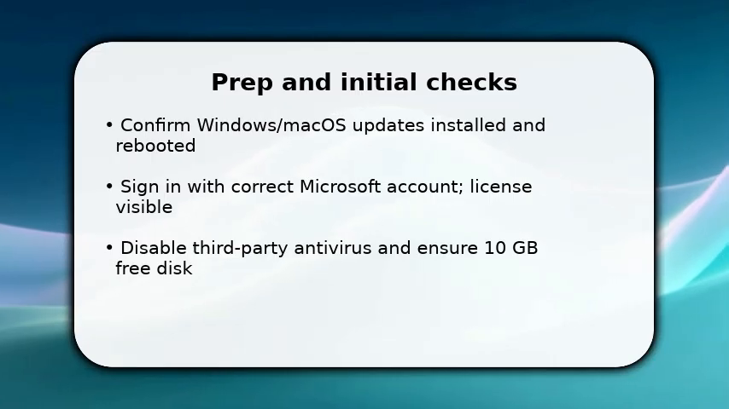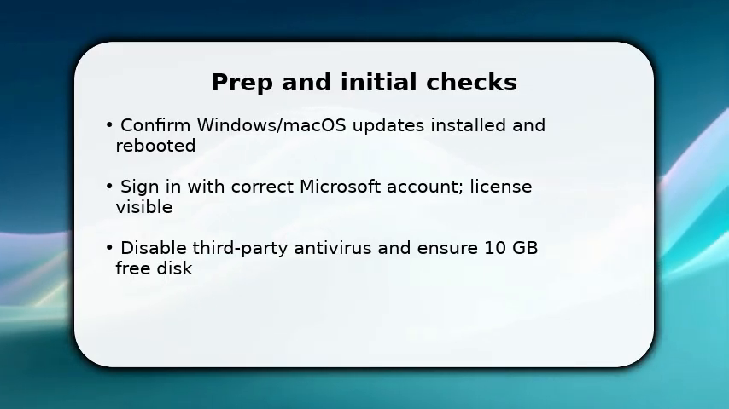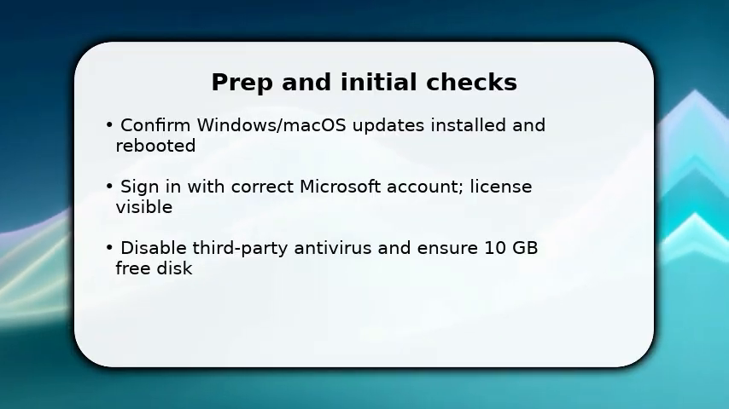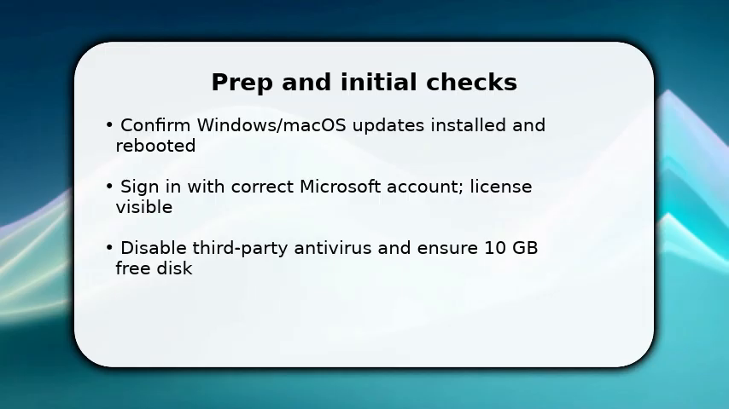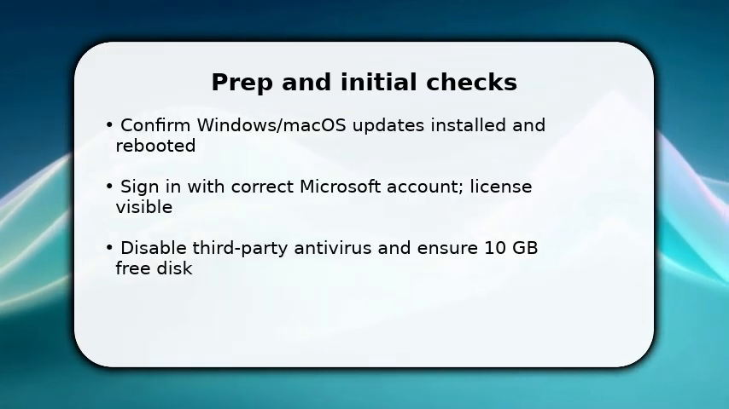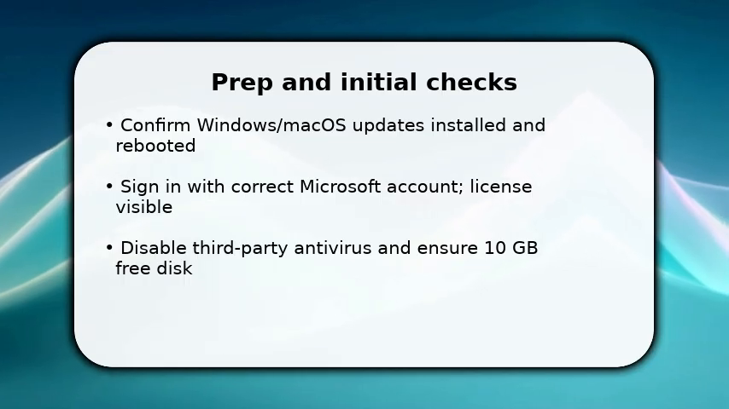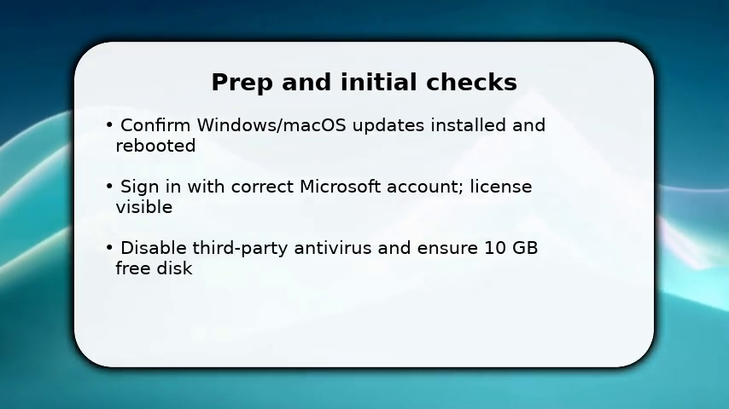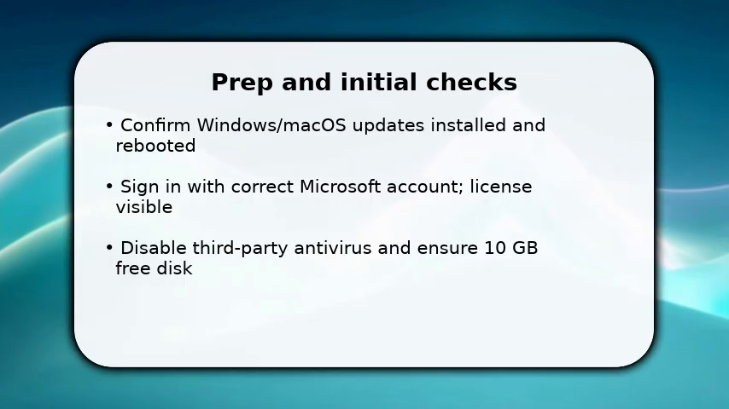You start by validating essentials. Make sure the OS update's finished and rebooted. That prevents file locks and service conflicts. Next, sign into the exact Microsoft account tied to your Office license so the installer can verify entitlement. While signed out, temporarily disable any third-party antivirus or firewall that can block setup files. You can re-enable them later.